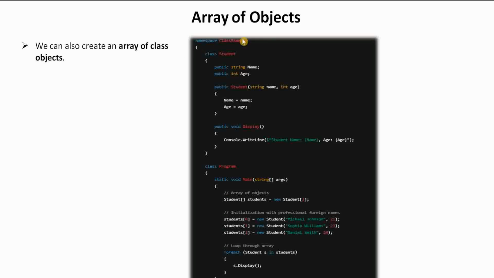Next we have arrays of objects. Last time we read about single objects, and in that way we can use that one. Suppose we have a multiple number of rows and we want to use them with our particular class model. So how can we do that? Then we can implement arrays of objects into that class model. We can also create arrays of class objects. So for multiple objects, we can use the arrays concept with class.